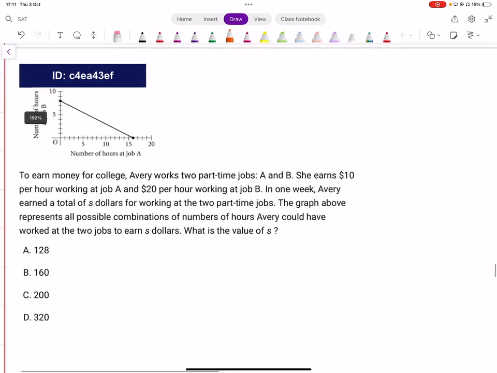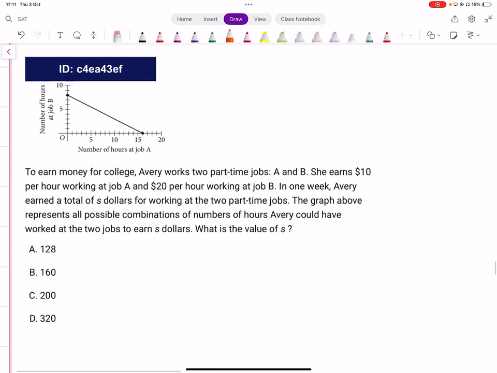Okay, question 10. To earn money for college, Avery works 2 part-time jobs. Okay, let's look at the graph. Number of hours at job B, number of hours at job A, okay? She earns $10 per hour working at job A and $20 per hour working at job B. In 1 week, she earned a total of S dollars. The graph above represents all possible combinations. What's the value of S?